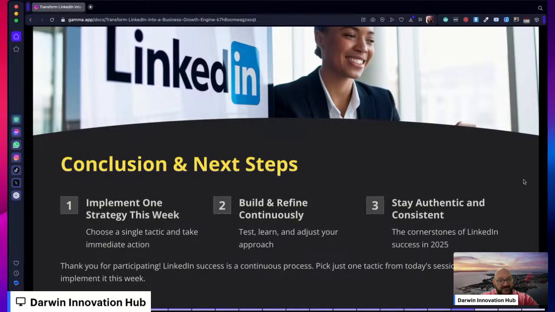So next, try one thing this week. You don't have to do all those things. Try one thing this week, and then keep continuously building new material and refining. If you've got an outreach strategy you want to use, then test it. If it doesn't work, try something else. If it does work, double down on it, try it again. But for goodness sake, be authentic and consistent.